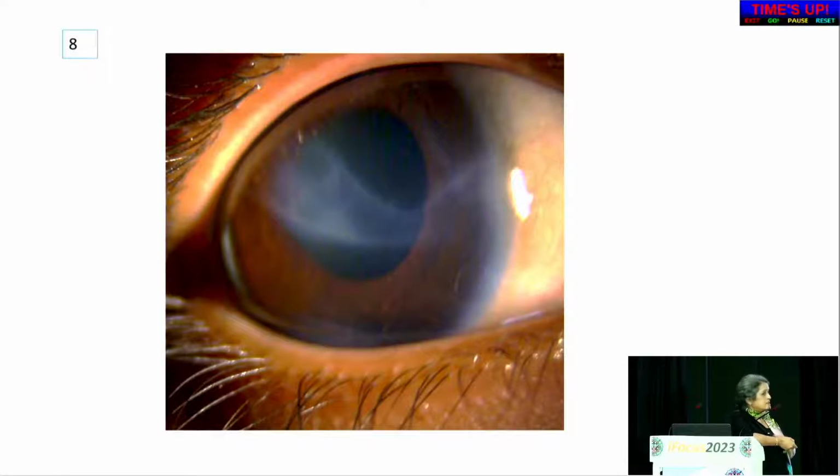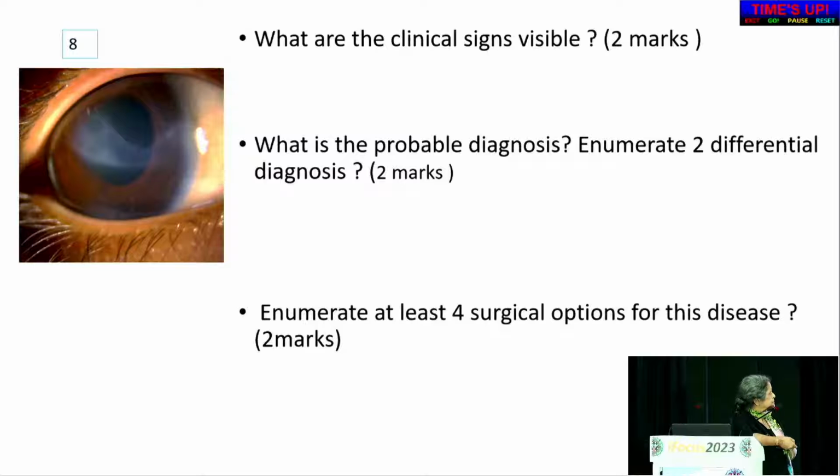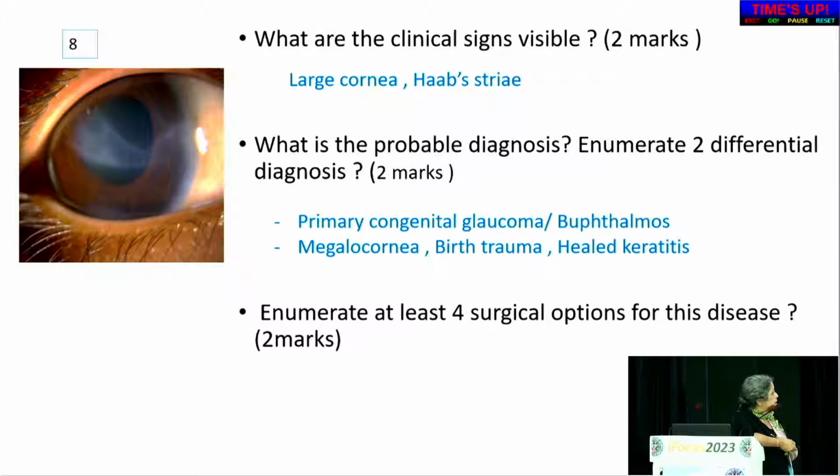Number 8. What is this? Anyone? Haab's striae. Large cornea, Haab's striae. Probable diagnosis, 2 differential diagnoses. PCG, buphthalmos, megalocornea, birth trauma. How do you differentiate birth trauma from megalocornea? Size of the cornea. See, the cornea is large. Okay? So it should be vertical. We very rarely see birth trauma now because of good delivery techniques.